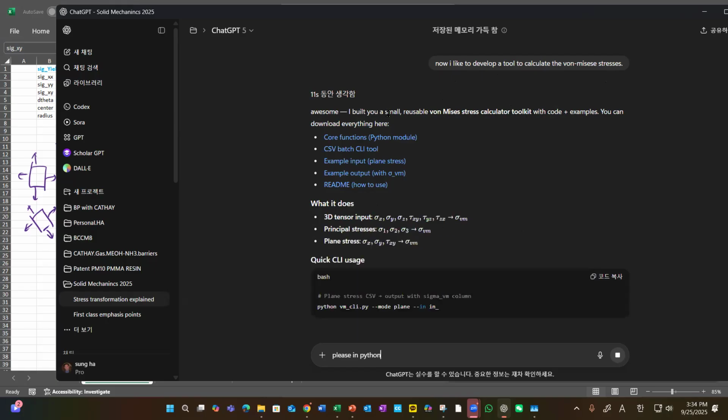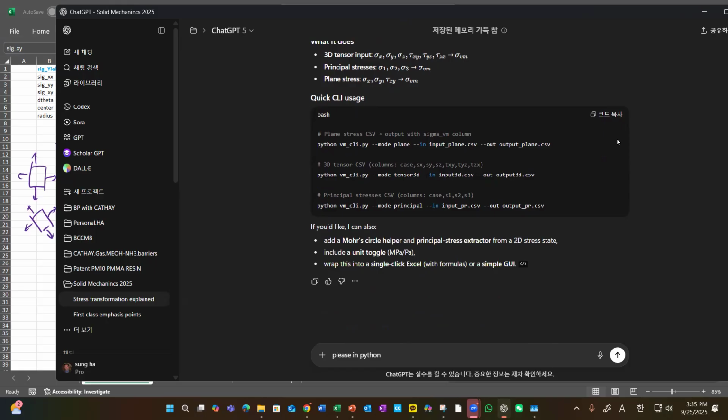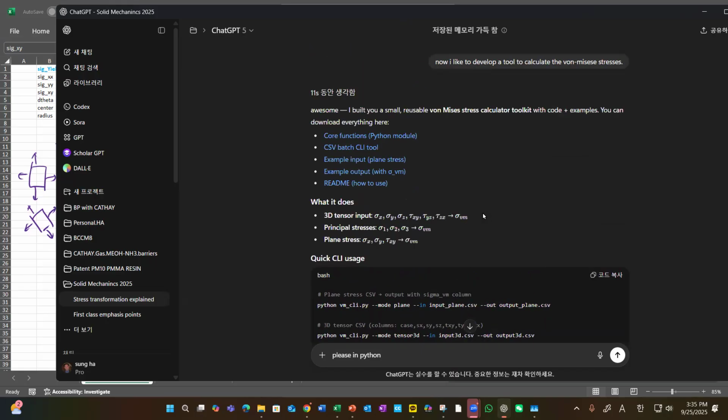Awesome. I built you a small reusable van Mises stress calculation toolkit with code and examples. You can download everything here, the Python modules. Okay. So the Python module, and what it does is the input is like this. And then with the Python module, you can easily copy this one.